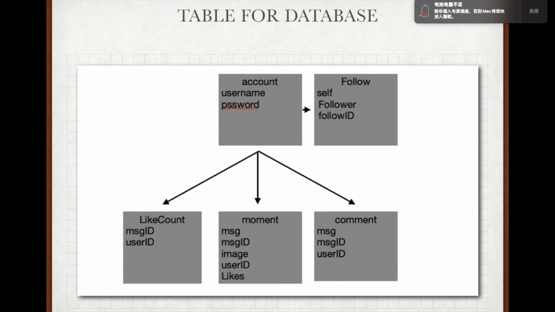Next, let me take you to like count. Like count has 2 categories: message ID and user ID. Message ID is the ID for the message that someone likes, and user ID is whoever is liking that message. Comment has 3 categories: message, message ID, and user ID. Message will be the comment itself, and message ID will be which moment this comment is for, and user ID will be whoever is making this comment.